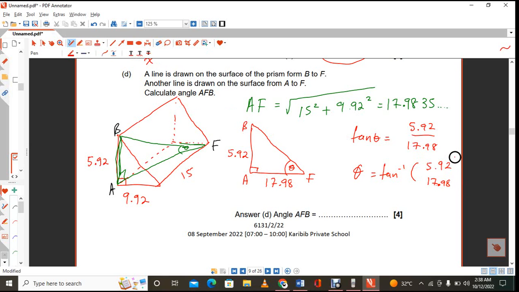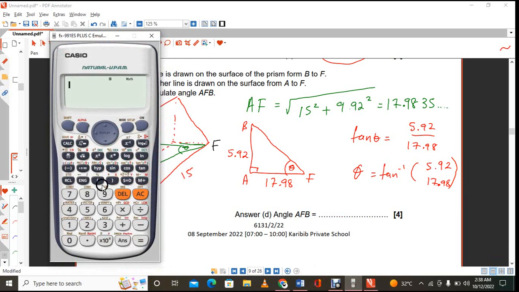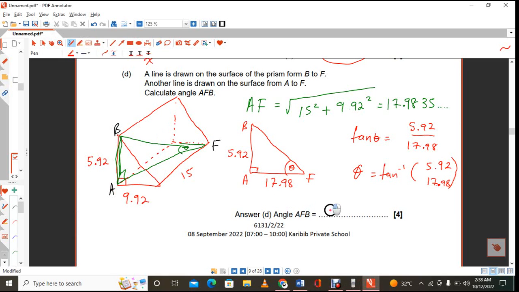So you grab your calculator and then you make sure you find what that angle is. All right, so the inverse tangent, again, make sure your calculator is in degree mode. So you have got 5.92 upon 17.98. So there's a little bit of work that you had to carry out, and then 18.2 to one decimal place, 18.22, so it's 18.2 degrees.